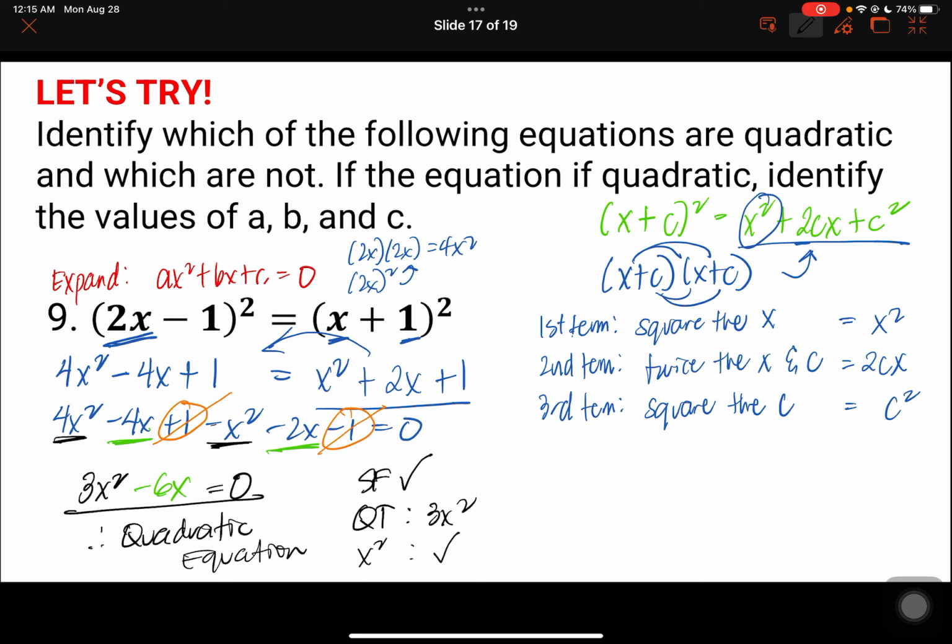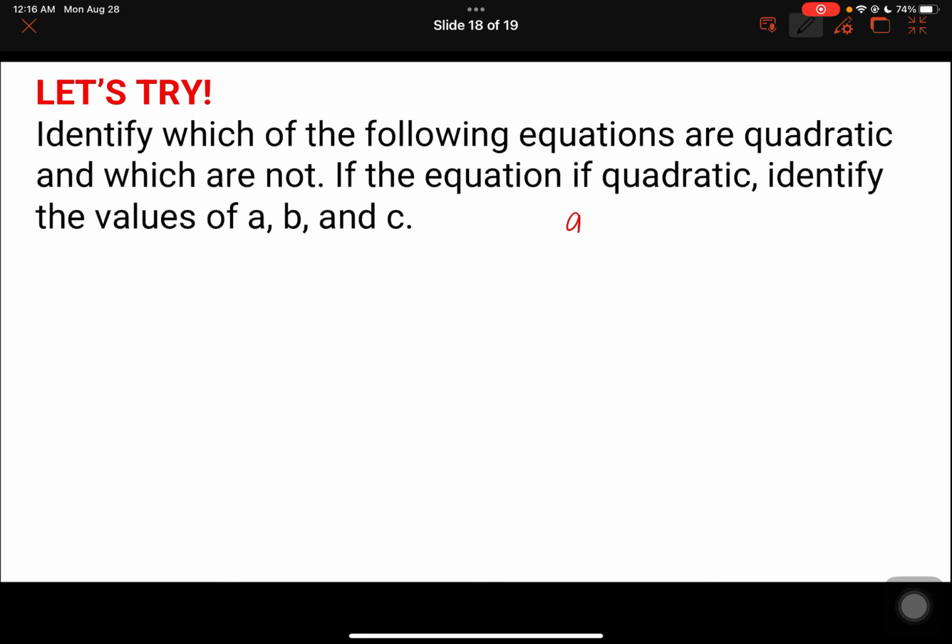And what are the value of A, B, and C? Si A, yun yung kasama ni x squared, si 3 yun. Si B, yung kasama ni x, which is negative 6. Pero si C ay 0. Okay lang po. No? Nasunod naman po yung conditions natin. Okay? So, kapit lang. Last example.